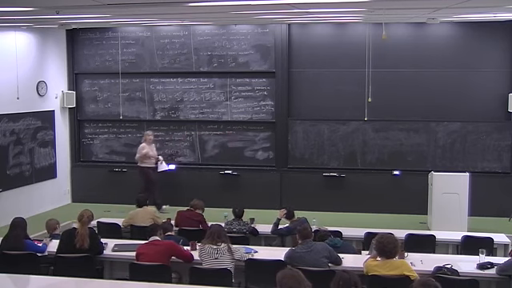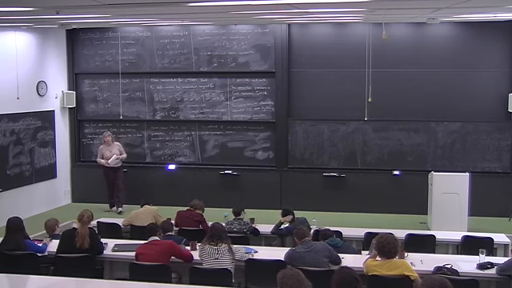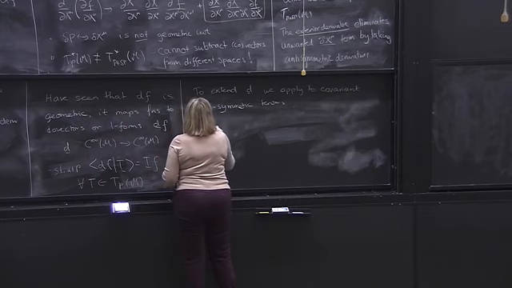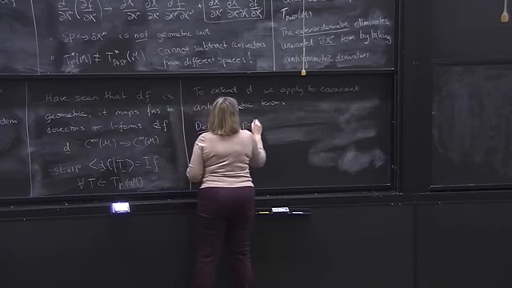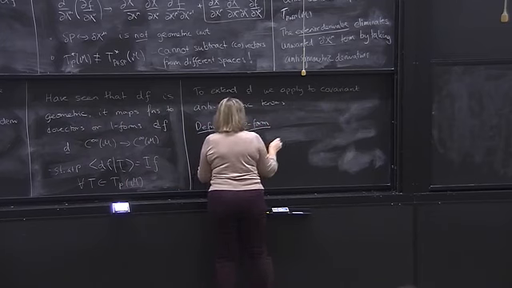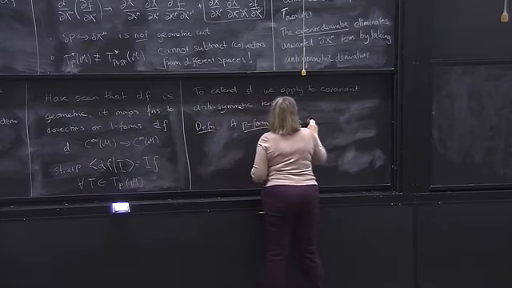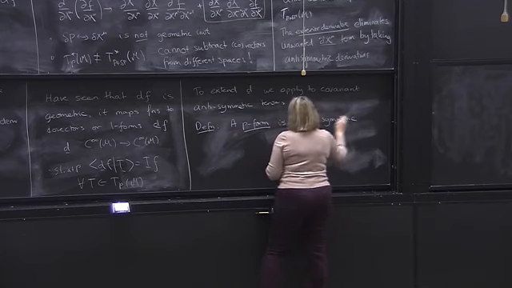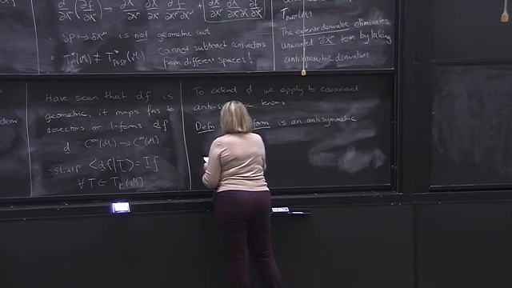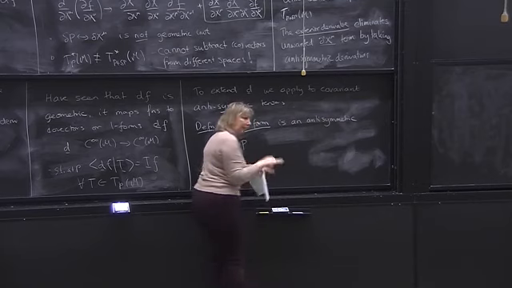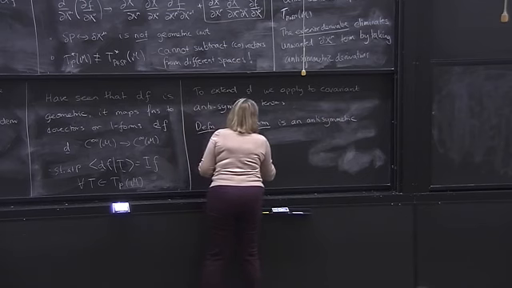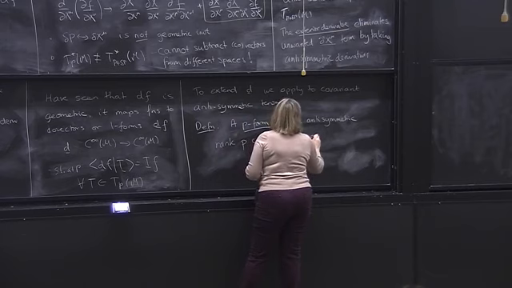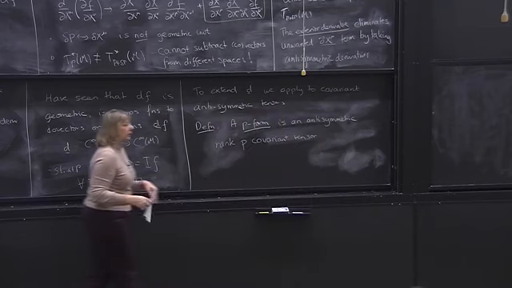So we need a formal means of saying what we mean by these antisymmetric tensors. These are going to be our forms. So we say we've got a p-form. A p-form is a completely antisymmetric rank p covariant tensor.